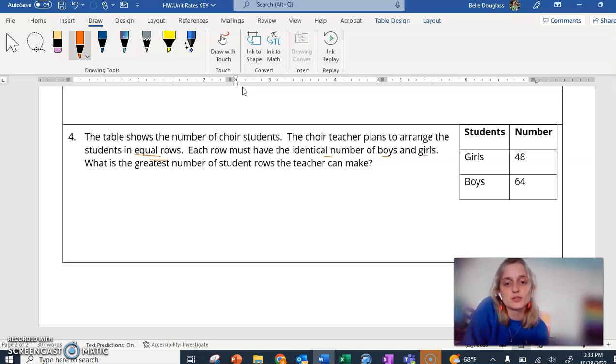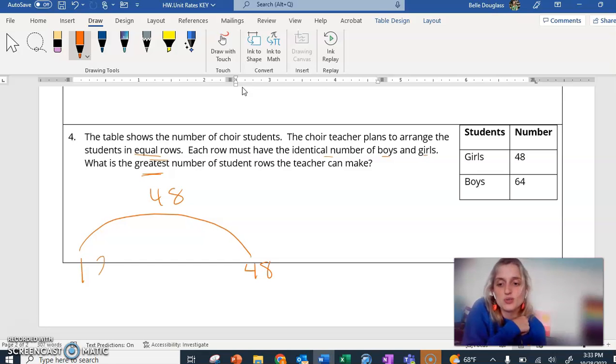What is the greatest number of student rows the teacher can make? Hint, think about our Do First this morning, where we made factor rainbows. The greatest number is like the greatest common factor. So I'll do one factor rainbow. You can do the other. 48. What times what makes 48? Well, 1 times 48. 48 is even, so I know 2 times something. If you don't know exactly what that something is, you can do division. But since it ends in an 8, there will be something, and that something is 24.